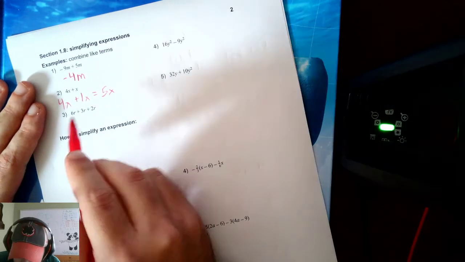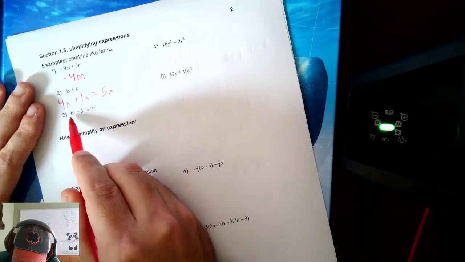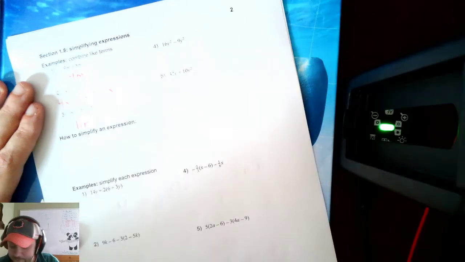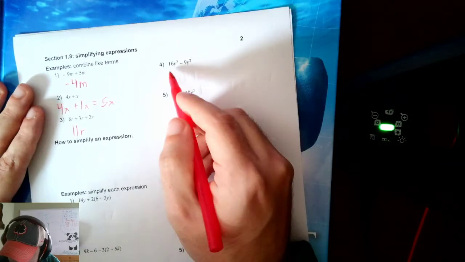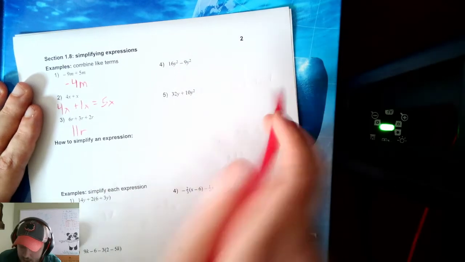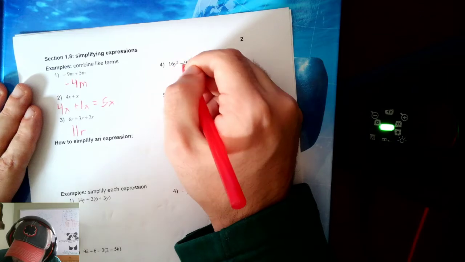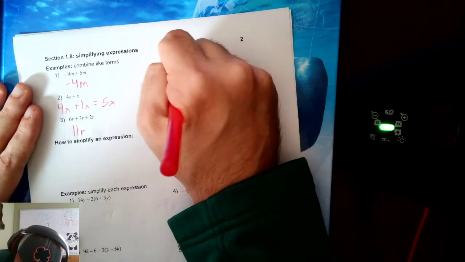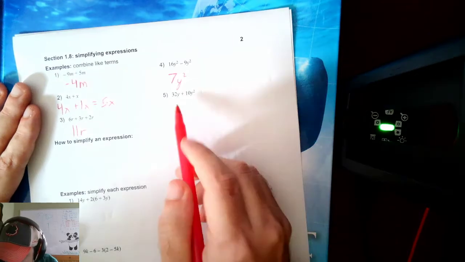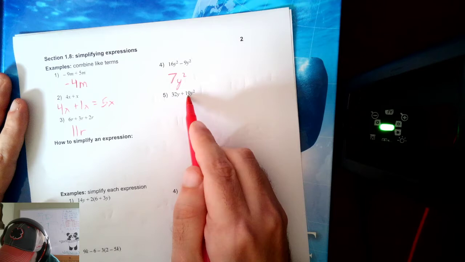In my third example, 6r plus 3r plus 2r. Well, 6 plus 3 plus 2 is 11r. In my fourth example, 16y squared minus 9y squared. If I want to combine those y squared terms, 16 minus 9 gives me 7, and I keep the y squared.